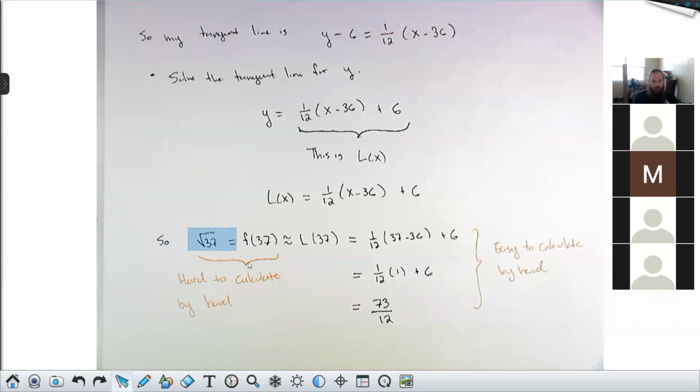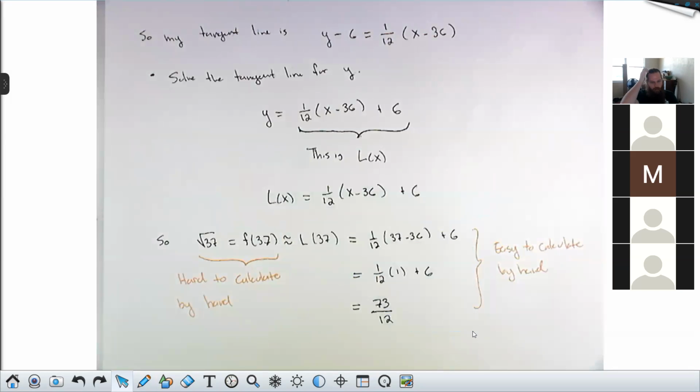So the point is that this number is really hard to calculate, right? The square root of 37, really hard to calculate because 37 is a prime. If I didn't have a calculator, all I could tell you is that it's probably pretty close to 6, because the square root of 36 is 6. But using this linearization, which I was able to find by hand, I can get a very, very good approximation for the square root of 37.